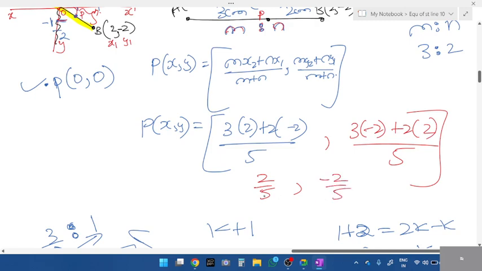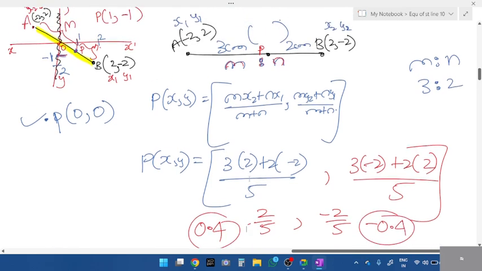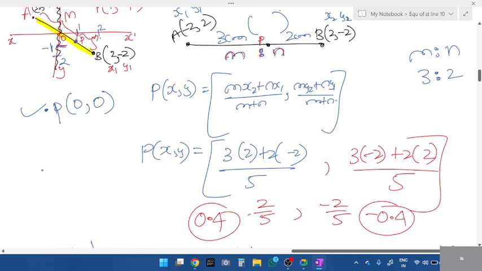Okay, how much is 2 by 5? In decimal, 0.4, and this side minus. Okay, 0.4 and minus. What did we take initially, students? It was 1 comma minus 1. Fine.